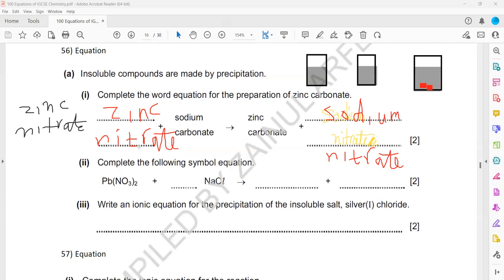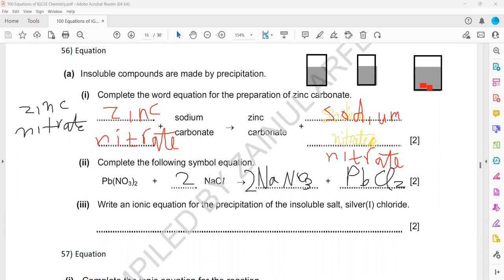The next one, complete a symbolic equation. Lead nitrate is reacting with sodium chloride. So it will produce sodium nitrate plus lead chloride. Then balance the equation. So 2 chloride there and 2 sodium. So this equation is balanced.